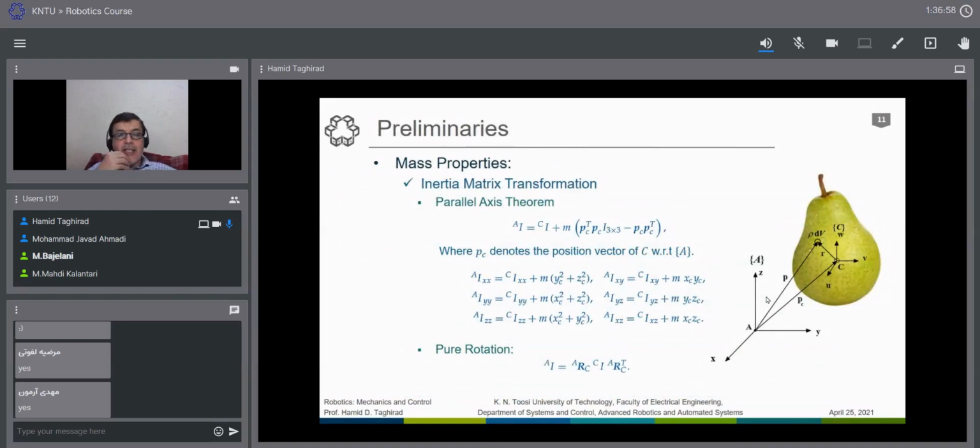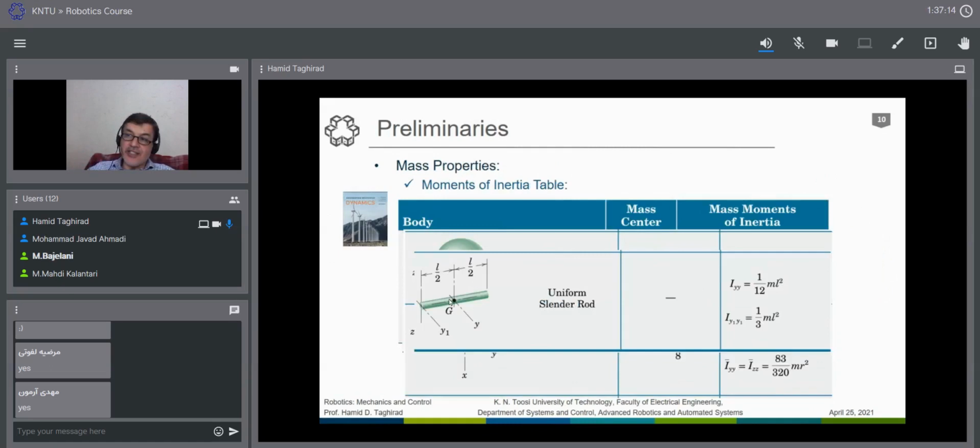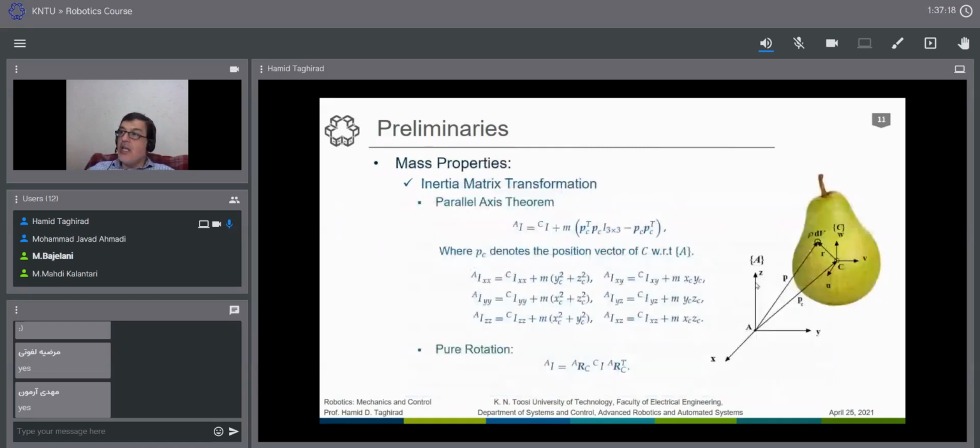Now, the last thing I would like to tell you, only 2 slides. As you saw in the tables, we have the moment of inertia in the C frame, usually at the center of mass, like what we have here. This is the center of mass, and the moment of inertia is given. Then how can we use it in any other frame? If we have it here, we would like to have it here.